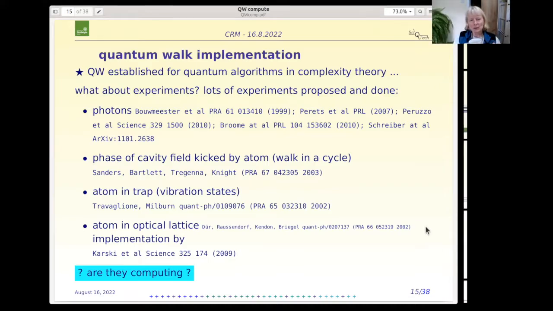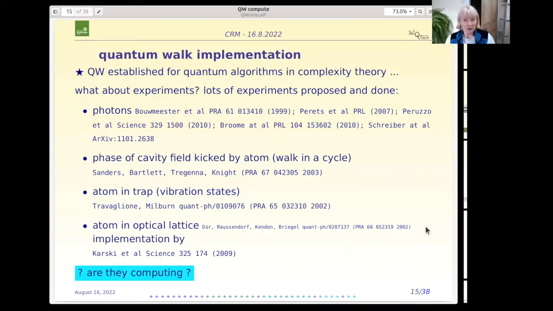And quantum walks are established for the computer scientists in complexity theory as a tool they like. They can prove things about it. And they've got algorithms with quadratic and exponential speed up. So there's lots of work going on where quantum walk search becomes a subroutine in a bigger algorithm, or looking at variants of search, for example.